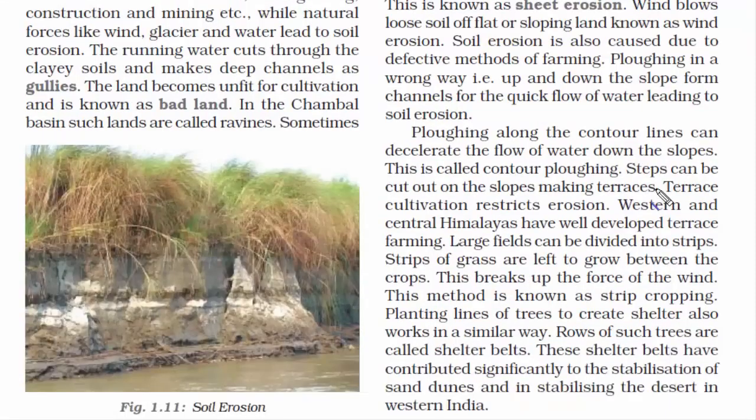Now there are ways to avoid soil erosion. One such way is terrace cultivation. It is mainly practiced in areas of the western and central Himalayas. What they do is, in between the crops, they grow a strip of grass. And what that grass does is it holds the soil together and doesn't let the soil flow from one column to another. And this method is called strip cropping. So these are some of the methods to stop soil erosion.